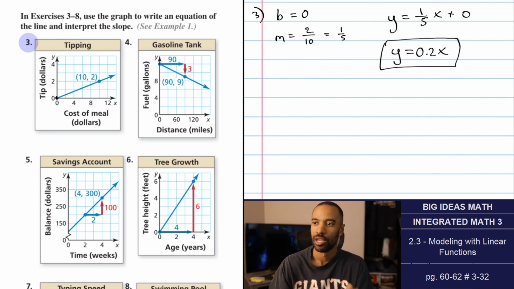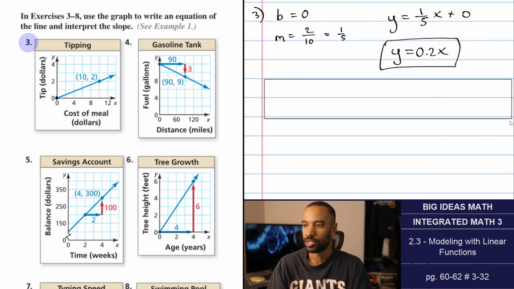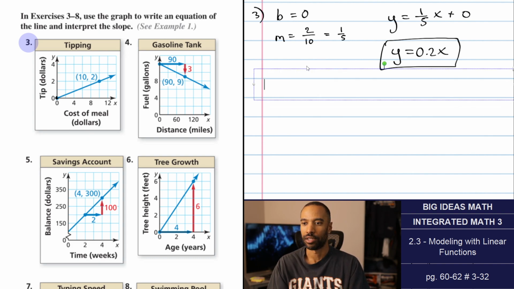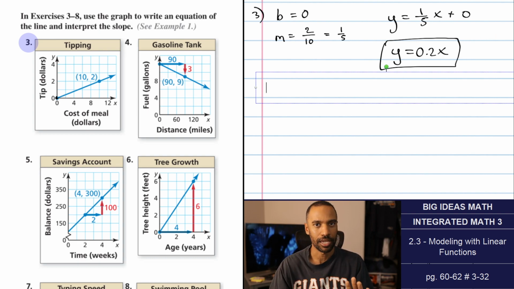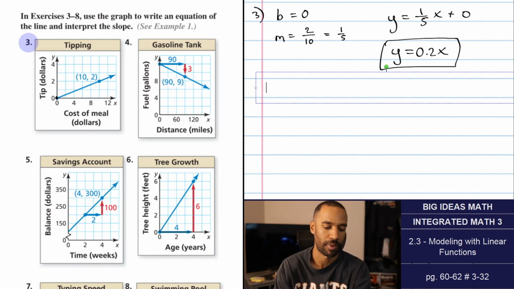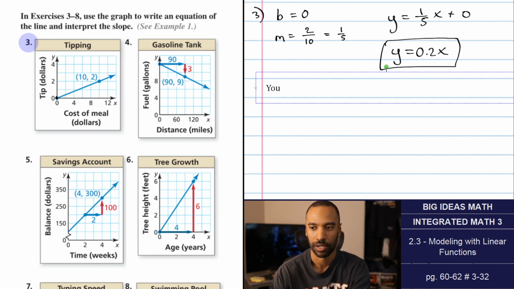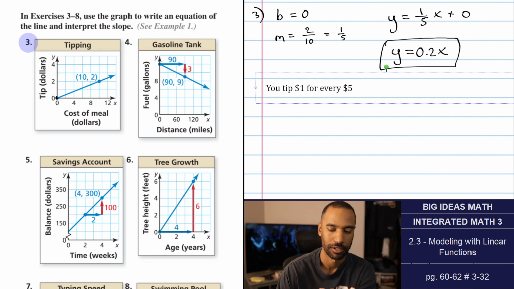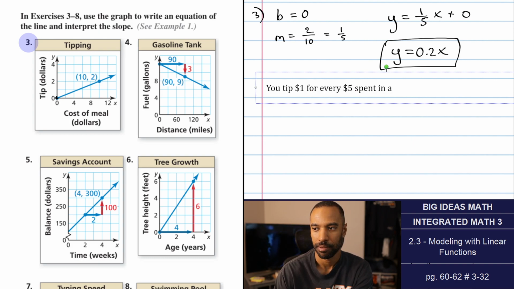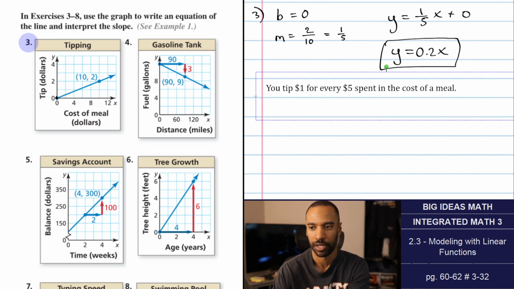Aha, in dollars. So the interpretation is that rise and run. You can either do it in fraction form or decimal form. So let me say either or on this one and see which one sounds best. You tip $1. This is the fraction version. You tip $1 for every $5 spent in the cost of a meal. That one actually sounds pretty good.